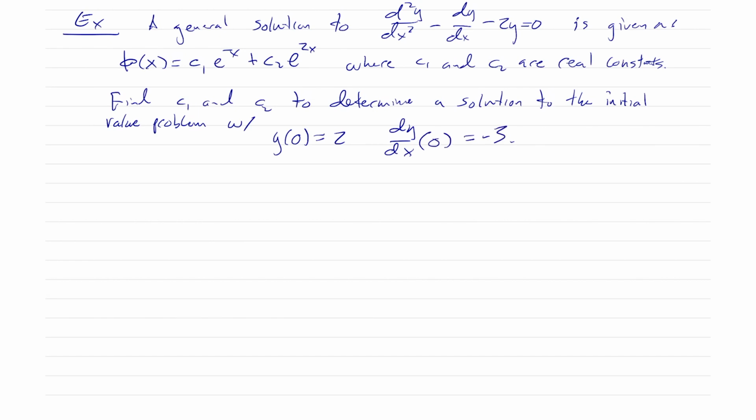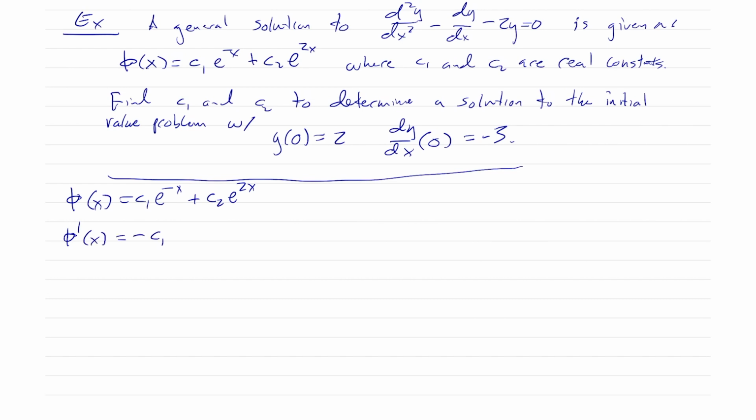Okay, so let's go ahead and do that. All right, so what I'm going to do then is take my phi, which is c1 e to the minus x plus c2 e to the 2x, and I'm also going to need phi prime, so let's go ahead and calculate that.